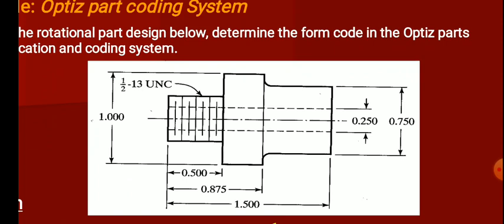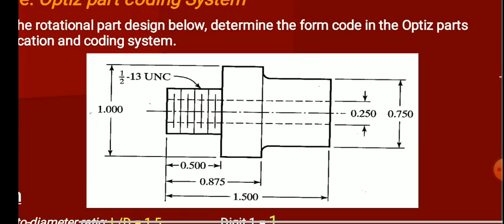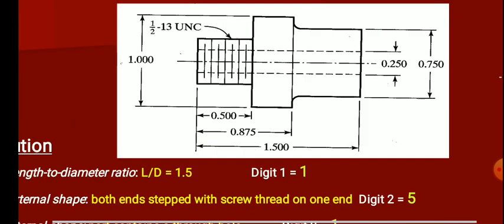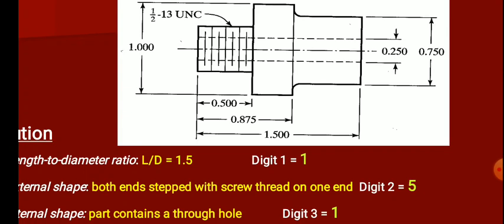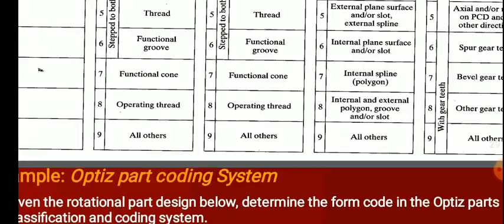As we are seeing the part, we should know some criteria and factors in the diagram itself. If you want to go in depth, we should know the operation properly. Based on that, we have to make an OPTIZ code for this product. First part, length to diameter ratio, L by D. What is the length here? 1.5. What is the diameter? Total diameter is 1. So 1.5 divided by 1 is equal to 1.5. So digit 1 represents 1.